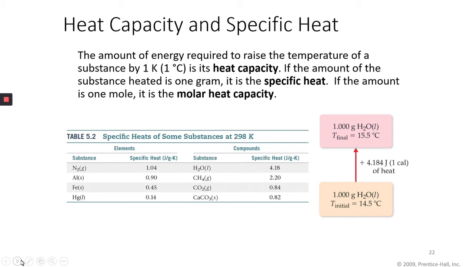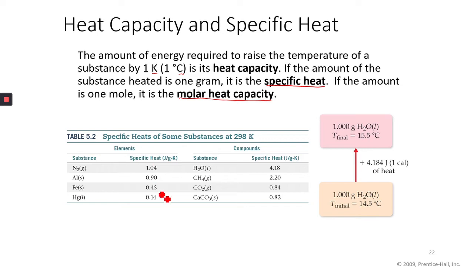So let's talk more about this ability to store heat. That is called your heat capacity and specific heat. The amount of energy required to raise the temperature 1 degree, and that degree could be in Kelvin or Celsius, they're interchangeable, is the heat capacity. I like to think of it as the ability to store heat. If the amount of the substance heated is 1 gram, then you can call it your specific heat. If the amount is 1 mole, then it becomes your molar heat capacity.